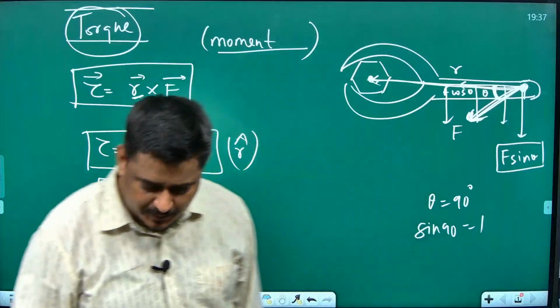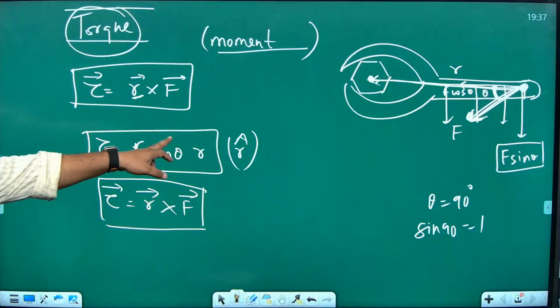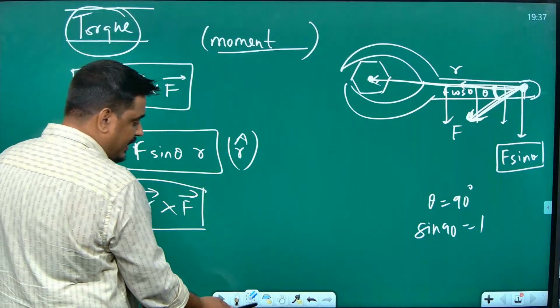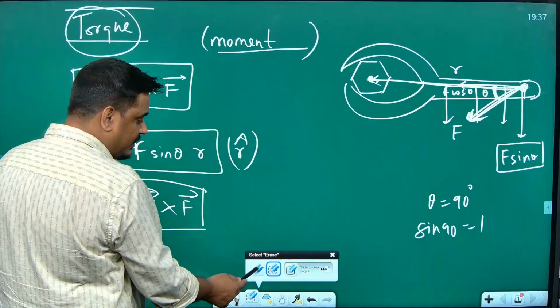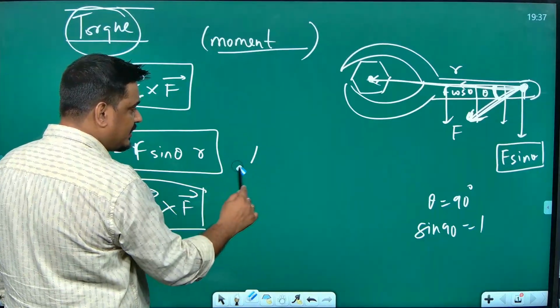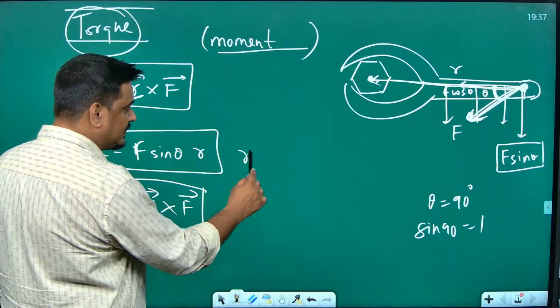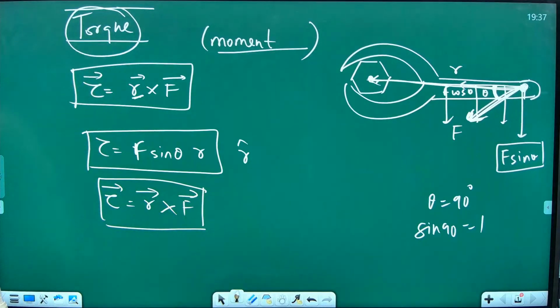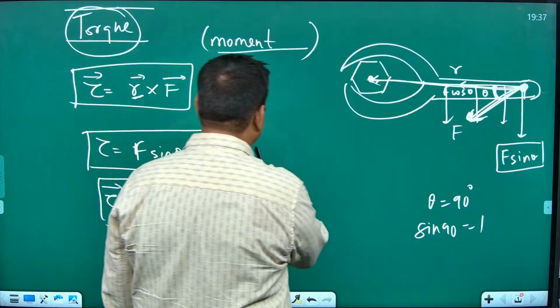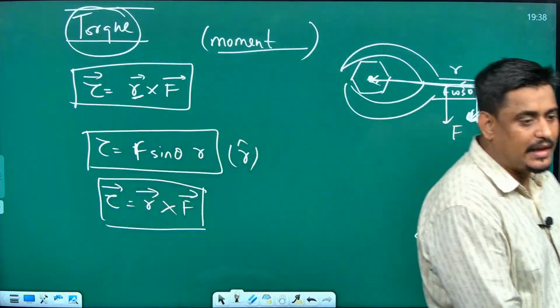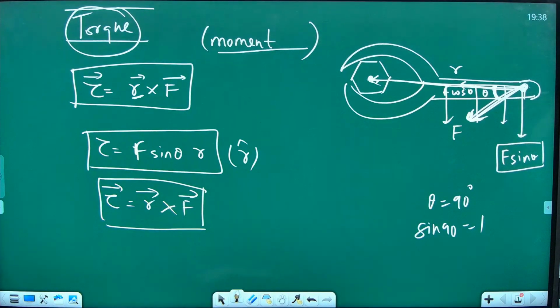Okay, what are you asking? R cap. This is the R cap. R cap is direction. So what are you asking, Srinidhi? I said that the direction of torque is perpendicular to the plane consisting of R and F.